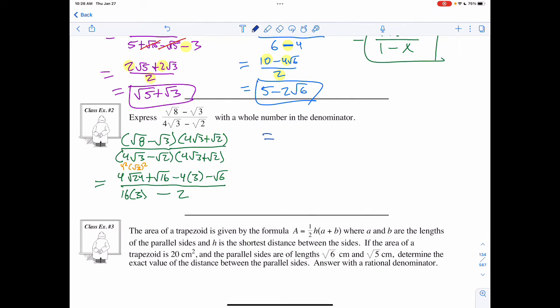Now I get into my simplifying process. So I'm going to simplify every term on the top that I can. So I have 4 root 24 is the same as 2 root 6. Square root of 16 is just 4. Minus 4 times 3 is 12. Minus root 6. All over 48 minus 2.